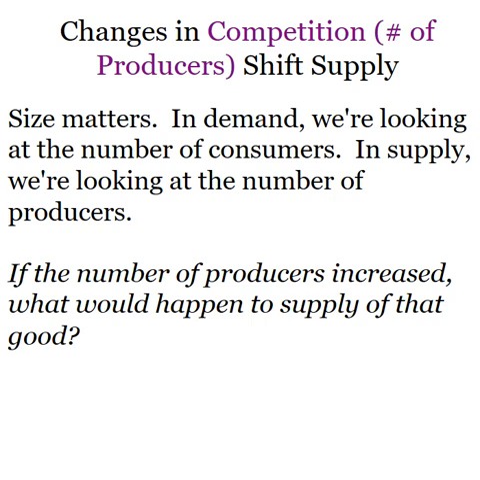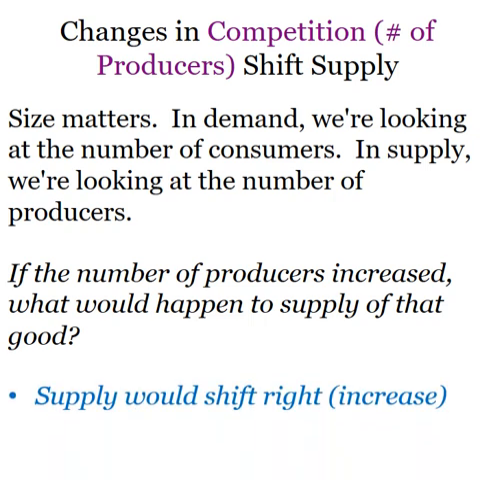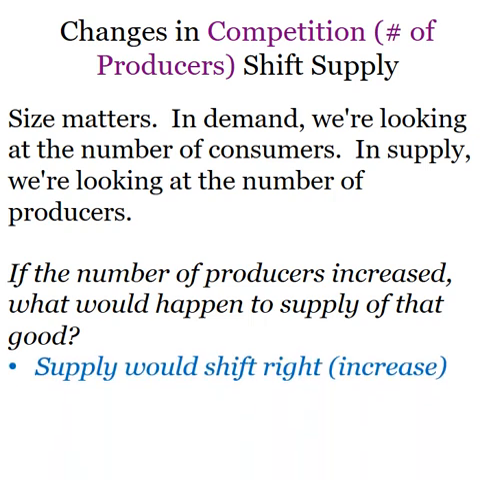So, thankfully, in terms of the shift, this one is very straightforward. If the number of producers increased, there are more people making the product, what's going to happen to the supply of that product? It's going to increase. It'll shift right. If all of a sudden there are far fewer people making the product, maybe a lot of companies bought out other companies, which can decrease the overall supply. So competition, all other things equal, is just how many people are making it. If more people make it, supply goes up. If fewer people make it, supply goes down.